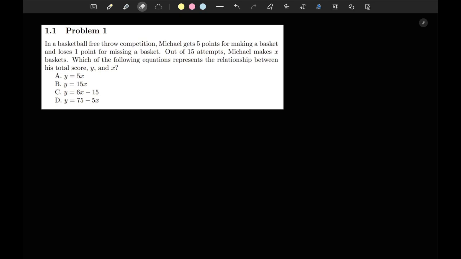In a basketball free throw competition, Michael gets 5 points for making a basket and loses 1 point for missing a basket. Out of 15 attempts, Michael makes X baskets. Which of the following equations represents the relationship between his total score, Y, and X?